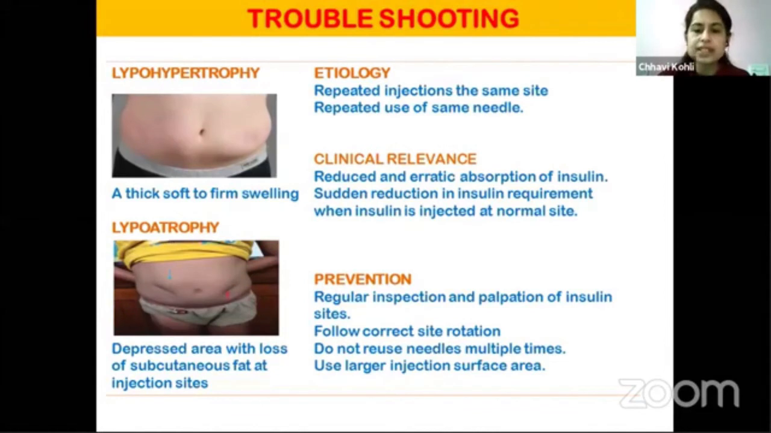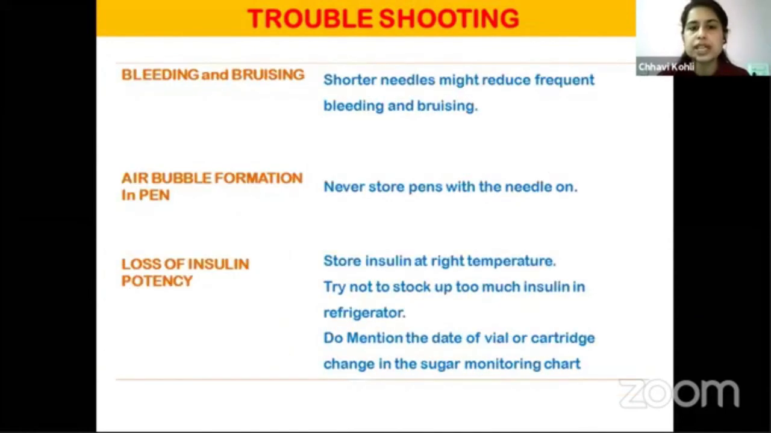To prevent this, it is important to palpate or inspect the site properly, and patients should be educated on how to palpate or inspect the site and use wider areas for insulin injection. Other issues which might arise are bleeding and bruising, which can be sorted out by using shorter needles and by not using needles multiple times. Air bubble formation is also very common in pens. We can avoid this by not keeping the pens with the needles on them.